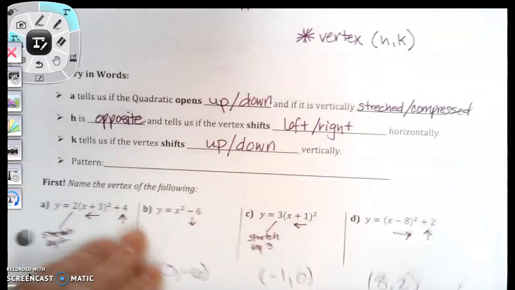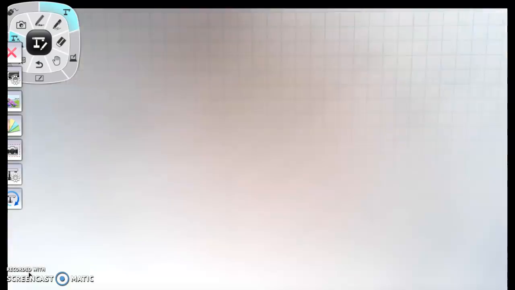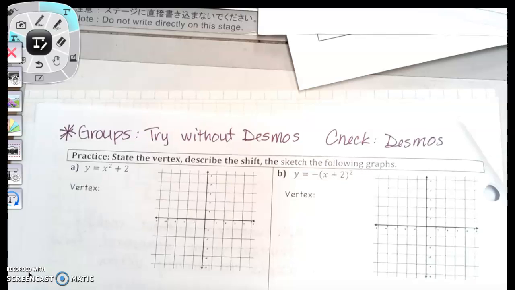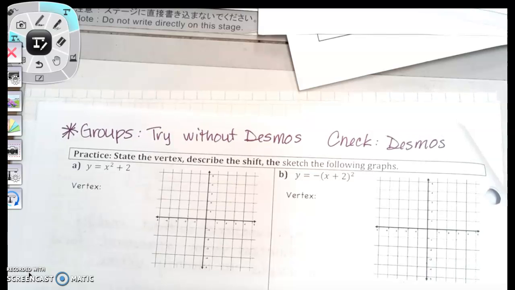Okay, so turn over to page 3. All right, so you're going to break into your groups of 4. I really think you guys can do this. I want you to try first without Desmos. Give the vertex, describe your shift, sketch the graph if you can. If you absolutely have to, or when you're finished, if you want to check, you can use Desmos. Okay? And that should get you going.